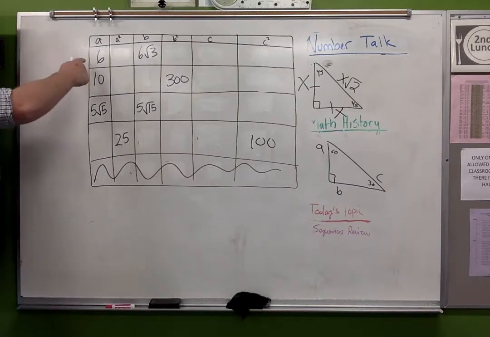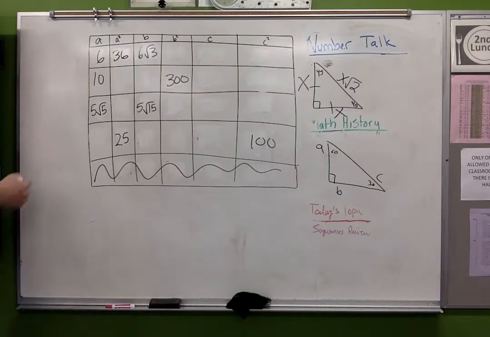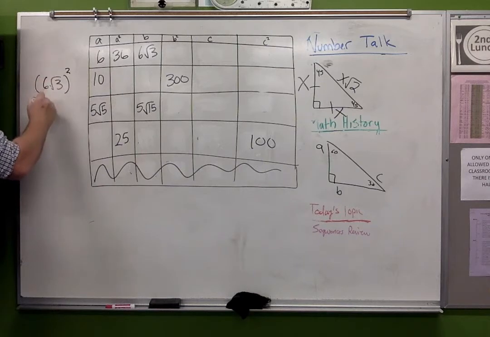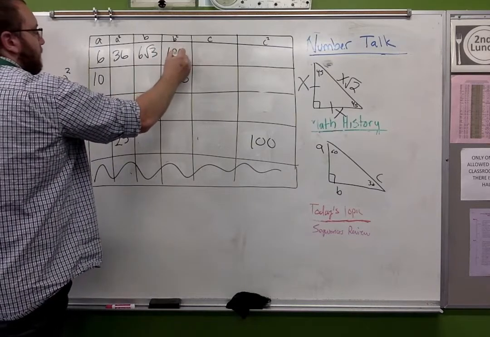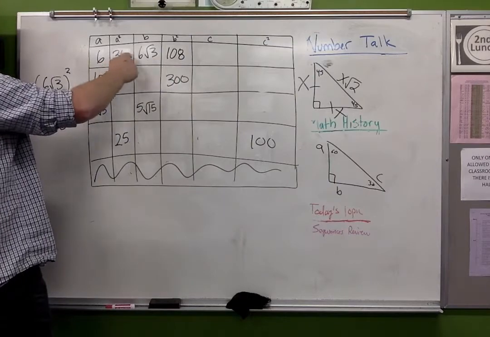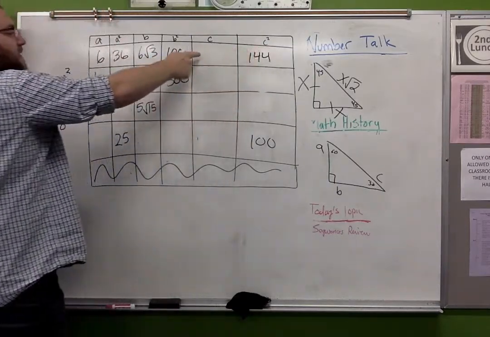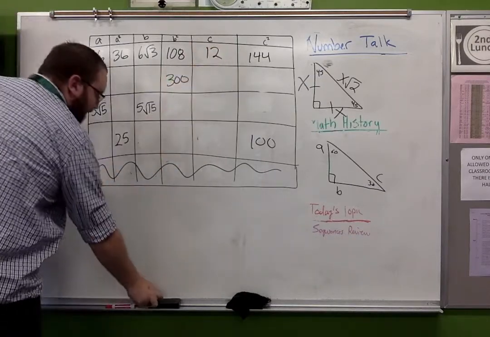So if A is 6, A squared is 36. If B is 6 square root of 3, 6 square root of 3 squared, 6 squared is 36. Square root of 3 squared is 3. 36 times 3 is 108. To find C squared, 36 plus 108 is 144. To find just C, the hypotenuse, square root of 144 is 12.